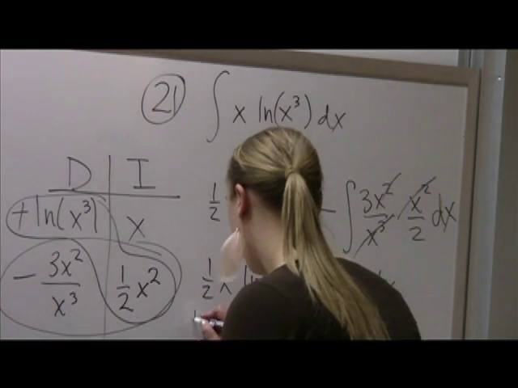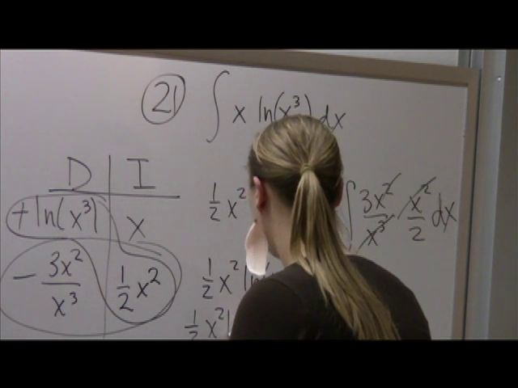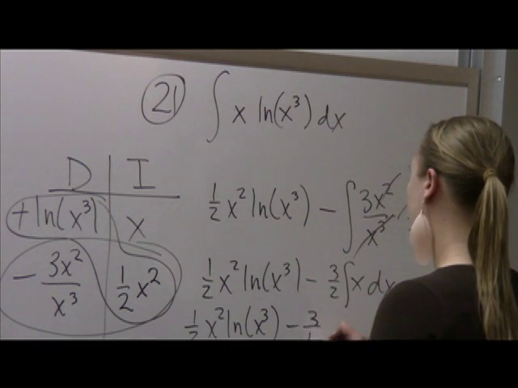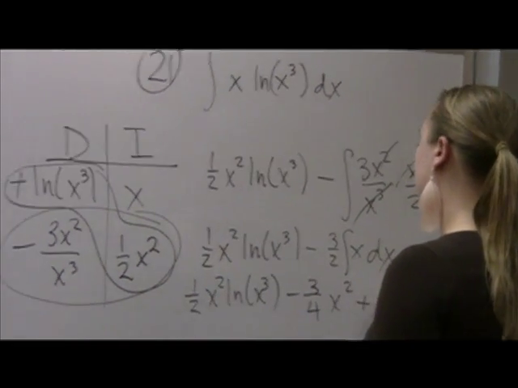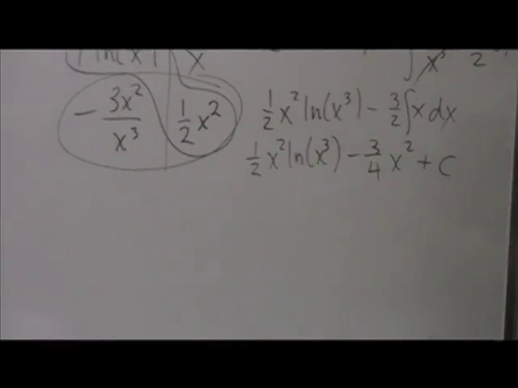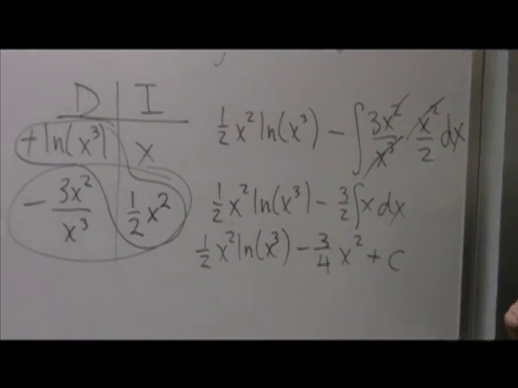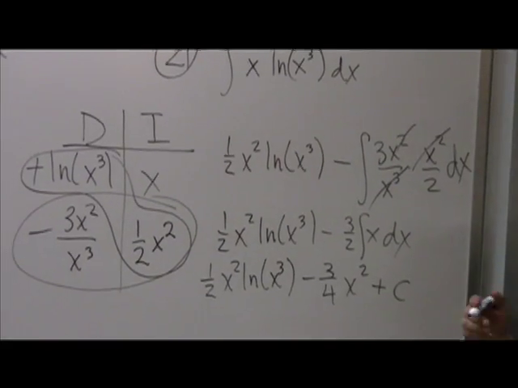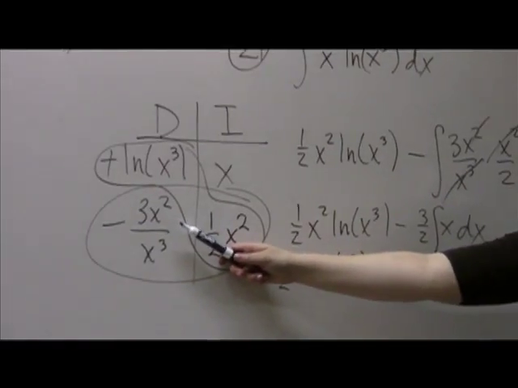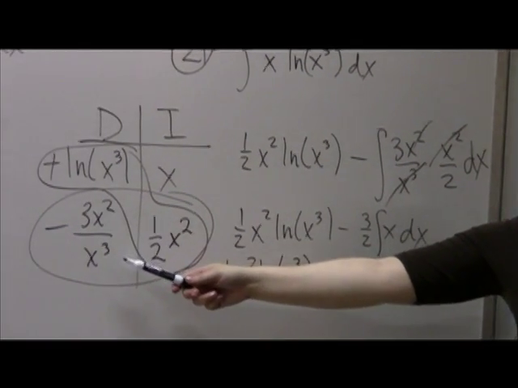Okay, I have a 1/2 x squared ln x cubed minus 3/4 x squared plus c. Can I tell you why this problem is so tricky? There are two ways it is tricky. Way number one, remembering how to do the derivative of natural log. It's the derivative of the inside over the inside.